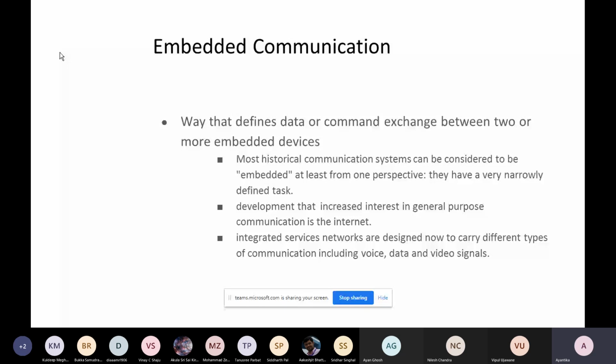And when we talk about embedded communication, we will see more: what are the different challenges we have faced, what different solutions we can propose, and what the different protocols are. This is a fundamental course, so we will take just a few hours to discuss embedded communication, not much. We have another separate elective, embedded communication networks, where we discuss what types of protocols there are and what challenges we face. Now, for embedded communication, let's start with this basic example.